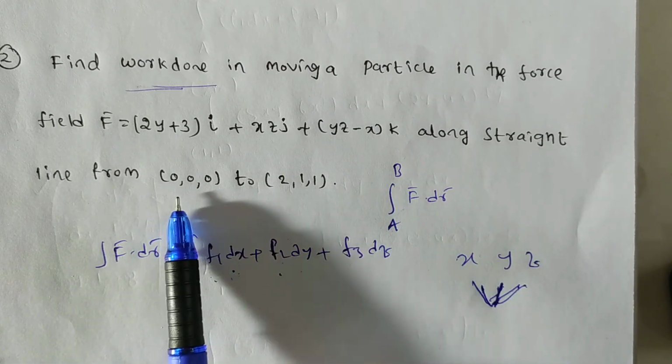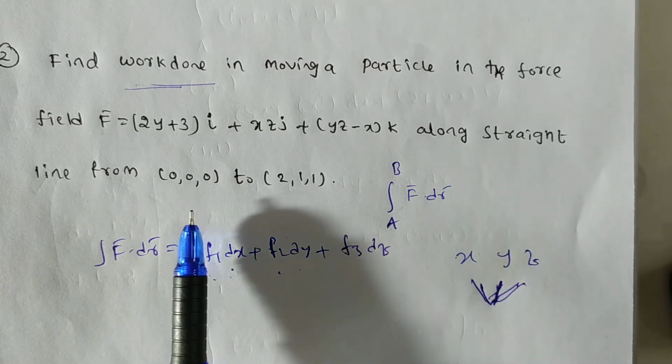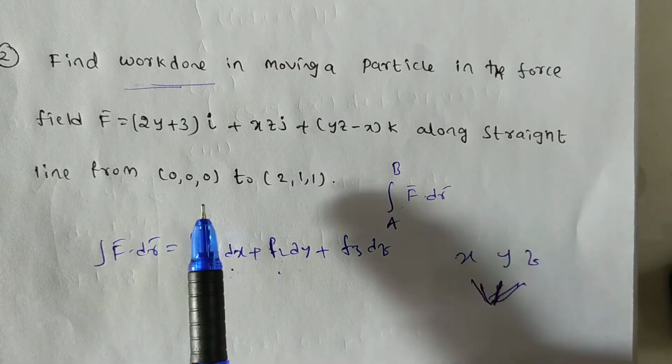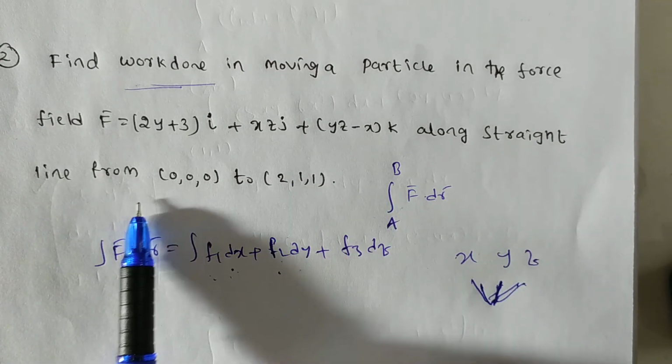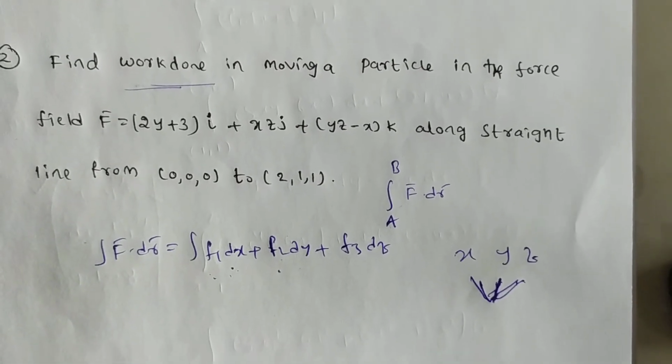Here you observe, have they given a curve like y = x², or y = x³, or else x in terms of t, y in terms of t, z in terms of t? No. But what did they give? The curve is a straight line. Have they mentioned the straight line clearly? No. But what they gave here is a point A to B, so we need to find the straight line. First we have to find the straight line.